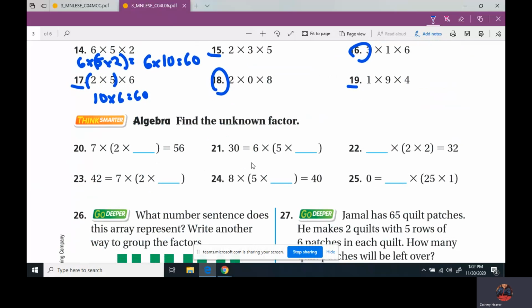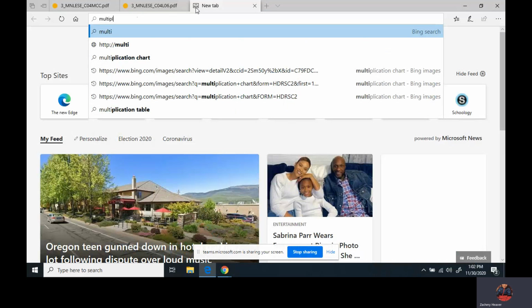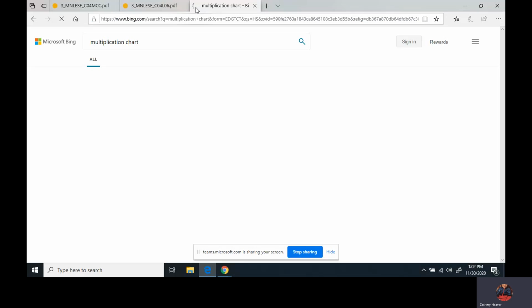These are tough. So it says find the unknown factor. So 7 times what equals 56? That's going to be our biggest issue. Let's look at the multiplication chart. Let me get the multiplication chart back up.